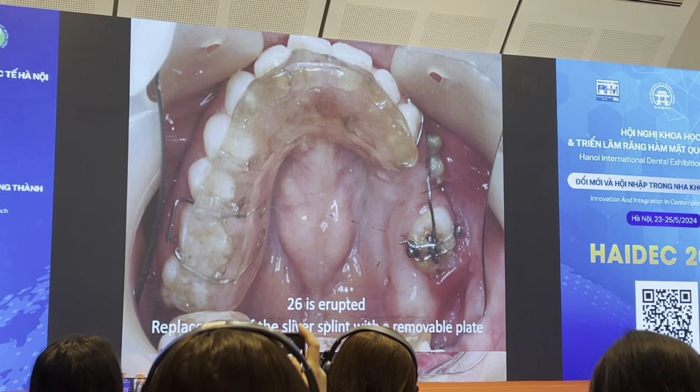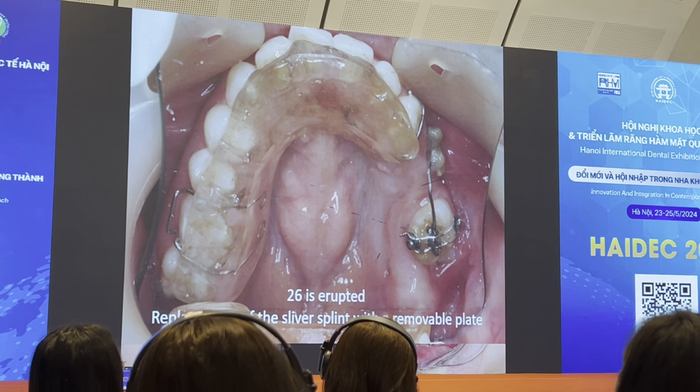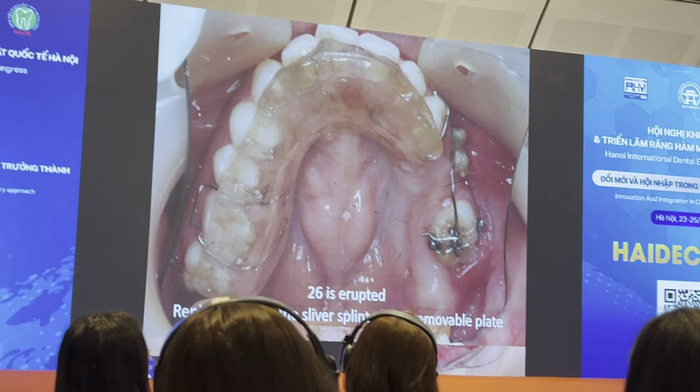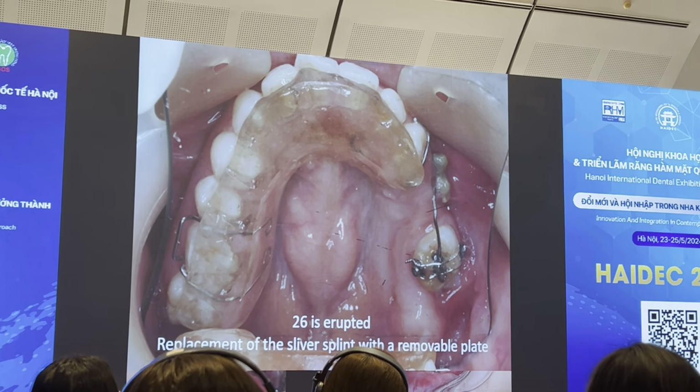So on the upper arch, we can see the whole clinical crown of 2.6, and the silver splint was replaced with a removable plate, so that the patient could get rid of this immediately when 3.7 was extracted.